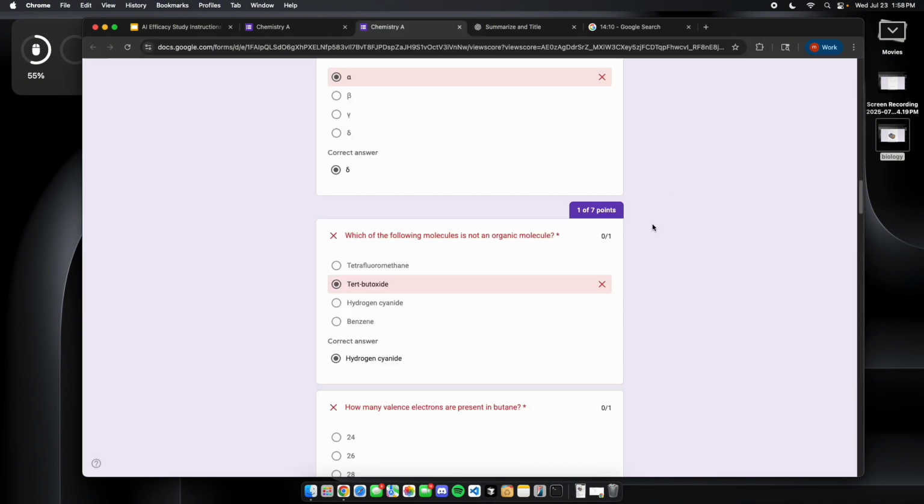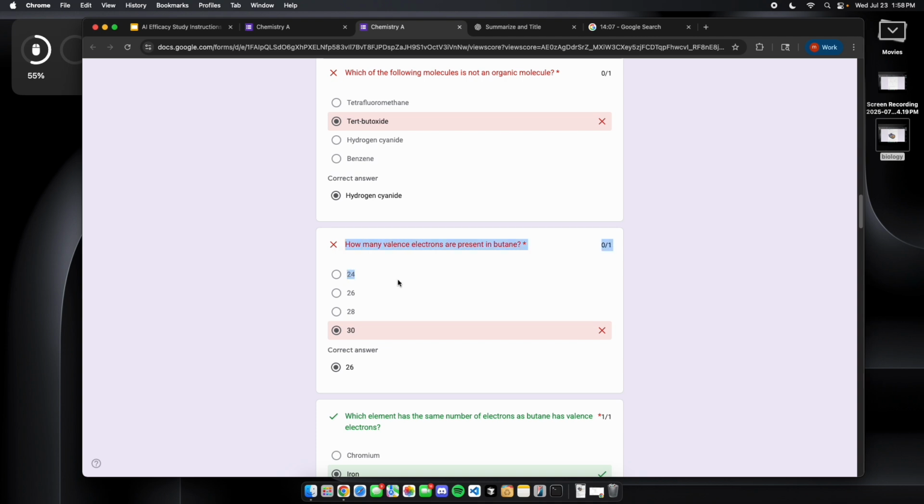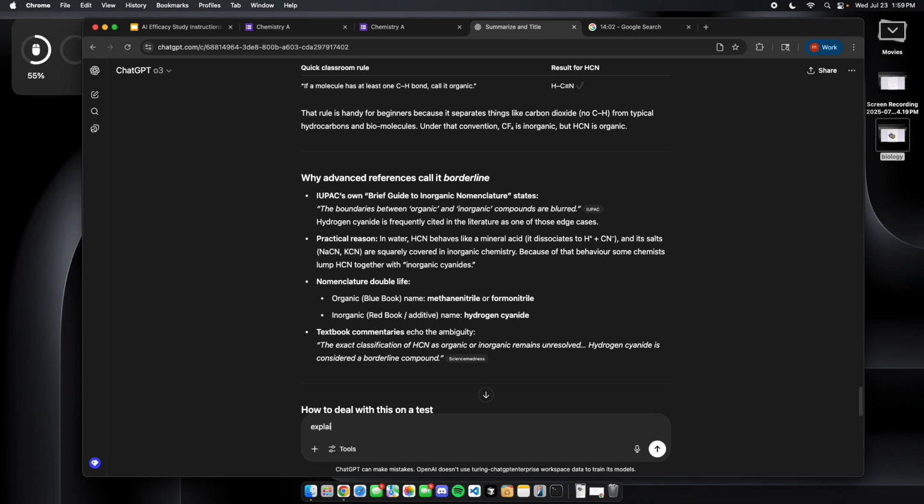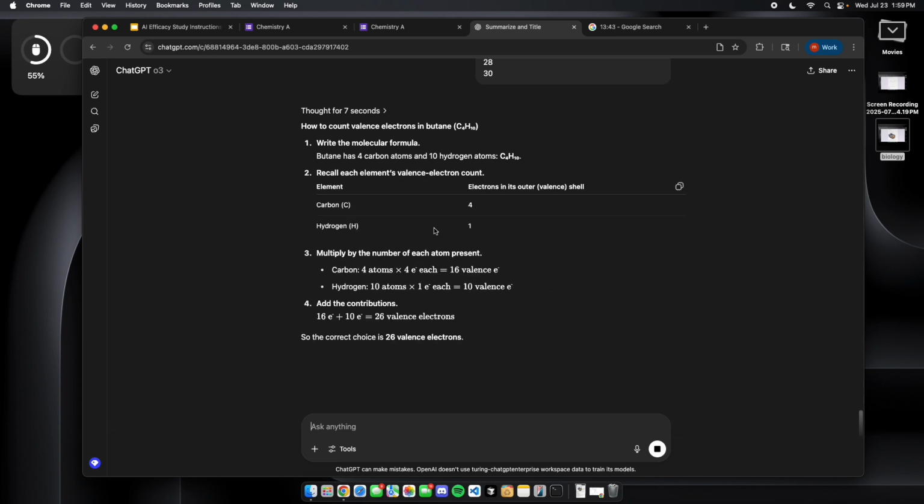Okay. How many valence electrons are in butane? Let's explain how this is calculated. That was pretty quick. Write the molecular formula. Butane has 4 carbon atoms and 10 hydrogen atoms.